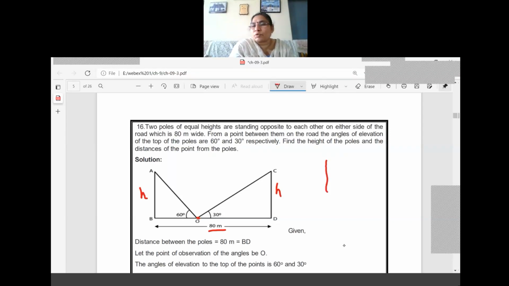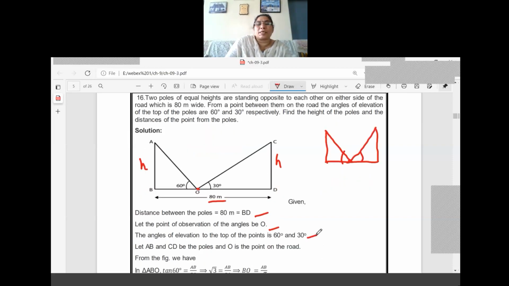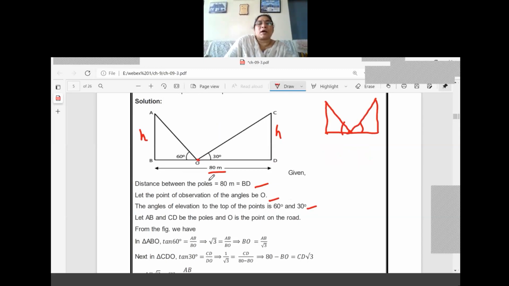First we will have two poles of equal height. Now a point on the road is taken. We are drawing the angles of elevation from this point and marking the angles. So this is the diagram we have got clearly. Now what is written here? Distance between the poles is 80. Point of observation is O. We have taken angle of elevation in both cases, 60 and 30, and AB and CD are the poles of the same height. Now we have to get two triangles, ABO and CDO.